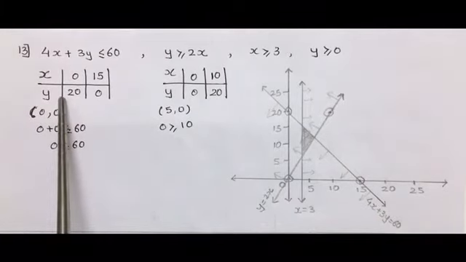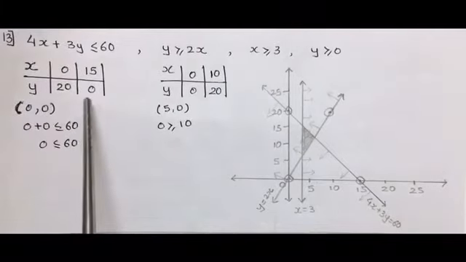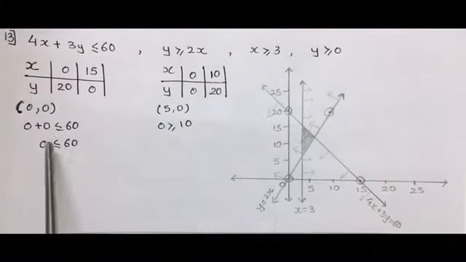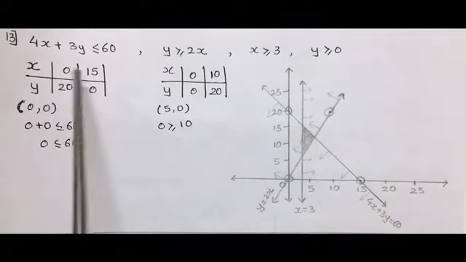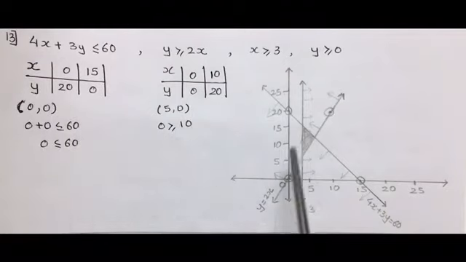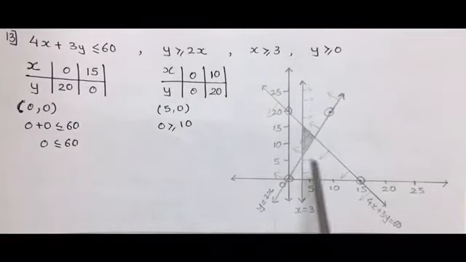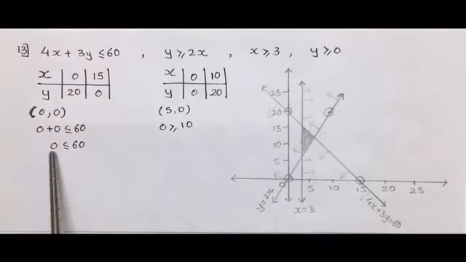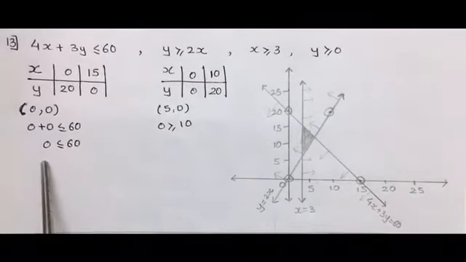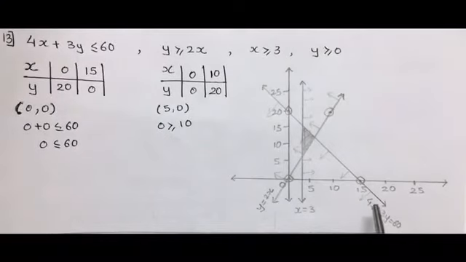is 0 and 20. Next point is 15 and 0 if y is 0. Now drawing the line by taking the first inequality, 0, 20 and 15, 0. Line is drawn and 0, 0 is being taken up to check which side is to be shaded. So as 0, 0 is satisfied here, all the arrows are pointing towards 0 for this line.